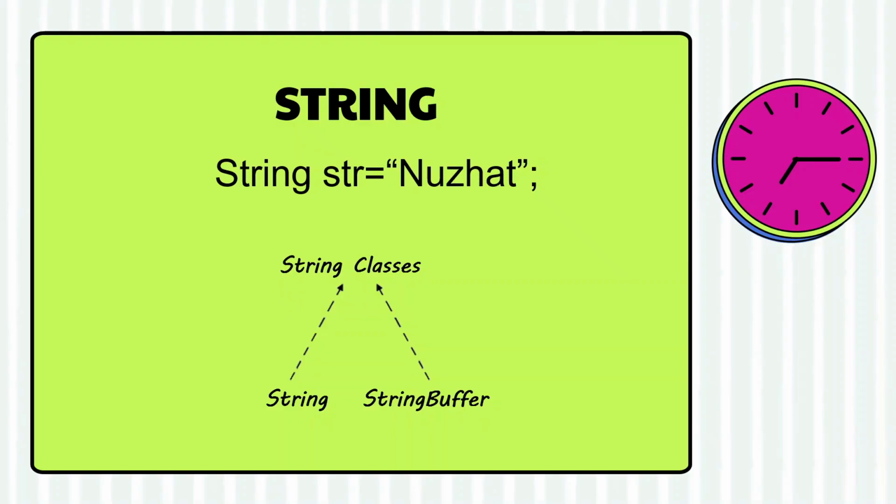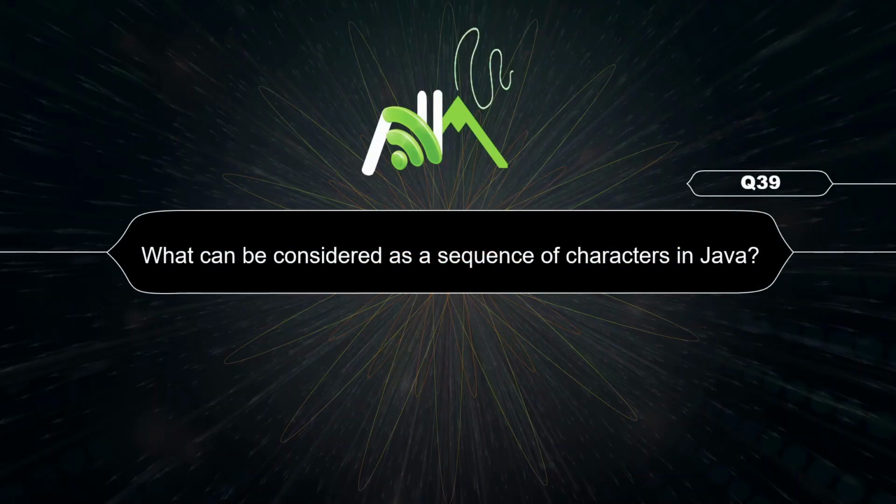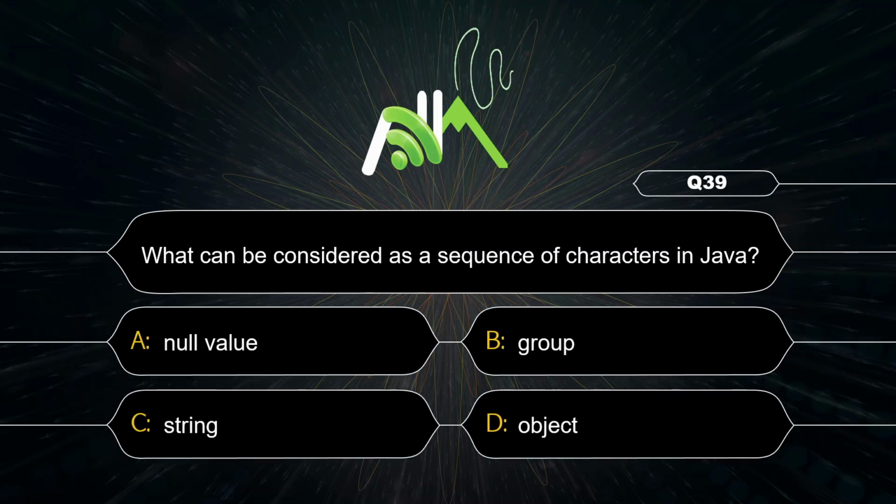In Java, the String class represents a sequence of characters enclosed in double quotes. In Java, there are two main classes for handling strings, that is the String class and the StringBuffer class. What can be considered as a sequence of characters in Java? So the correct option is C, string.